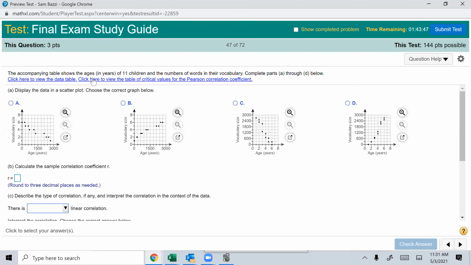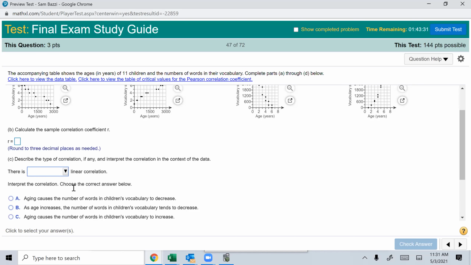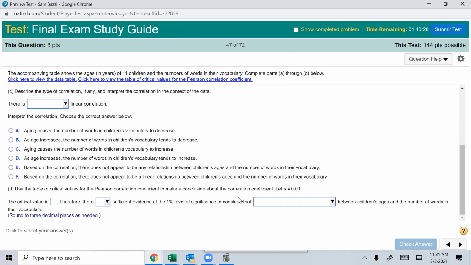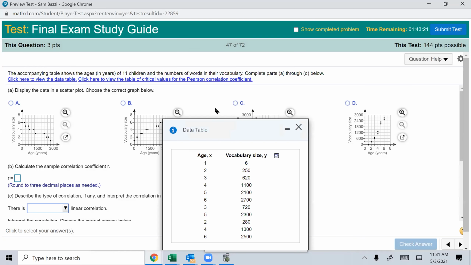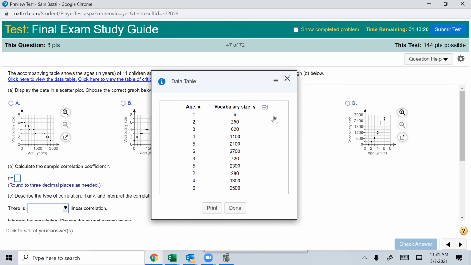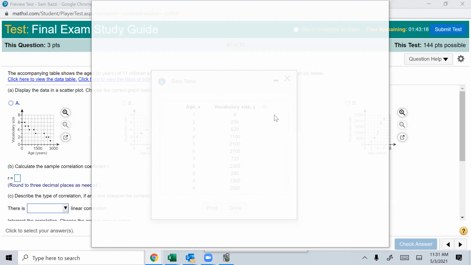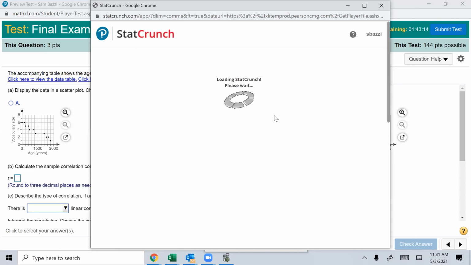The accompanying table shows the ages of 11 children and the number of words in their vocabulary. Complete parts A through D. Okay, this is the data table. Calculate the correlation coefficient, describe the type of correlation, interpret the correlation, and use the table of critical values. So let's do that. I'm going to do it using StatCrunch, guys. It will be faster. Okay, to show you how, open StatCrunch.